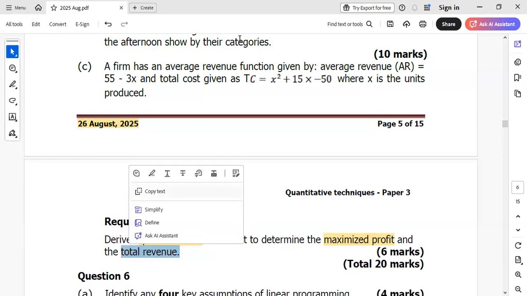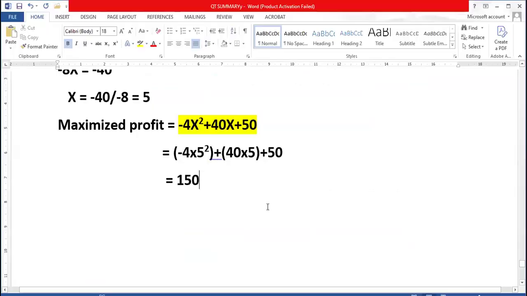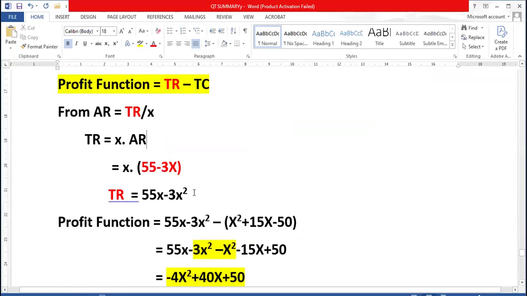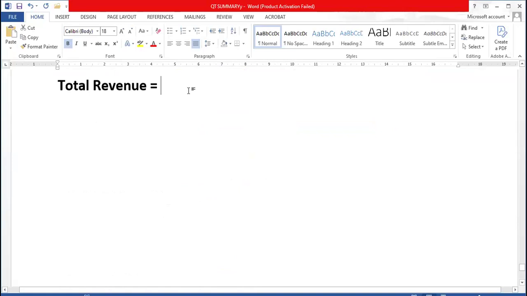Get the total revenue. You need to read the question carefully. Total revenue will be what? Total revenue will be what? From your revenue function. This is your total revenue function. So substitute.